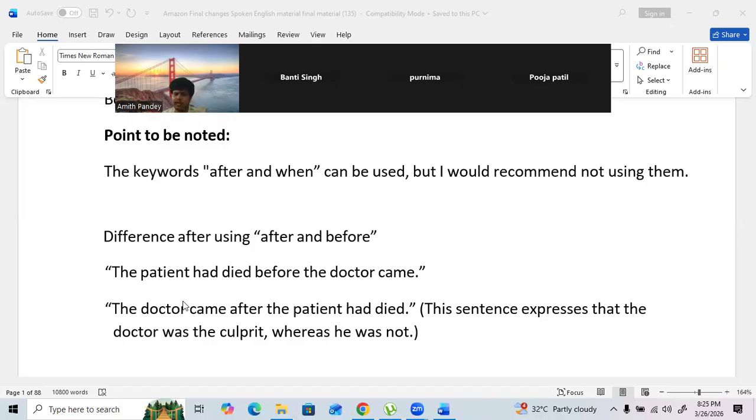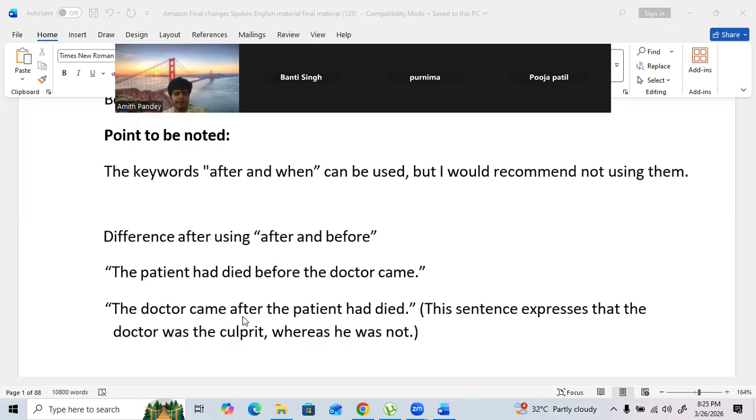So what he may do, he may think, okay, even if I want, I can use after. And even the guardian or the parent of that patient may not be good at English. They only understand after and before. So the compounder may say, the doctor came after the patient had died. He is using past perfect. But the guardians don't understand. They understand only one thing: the doctor came after the patient had died. It means the doctor came late.